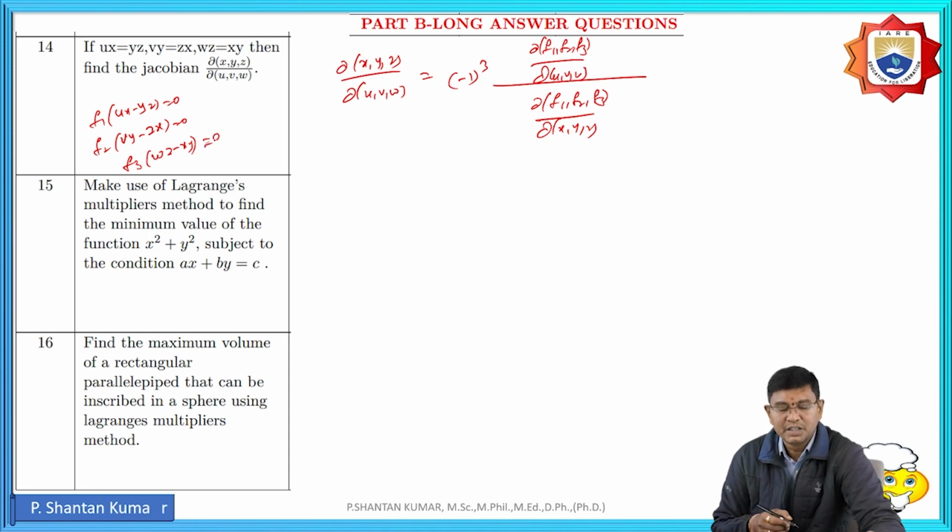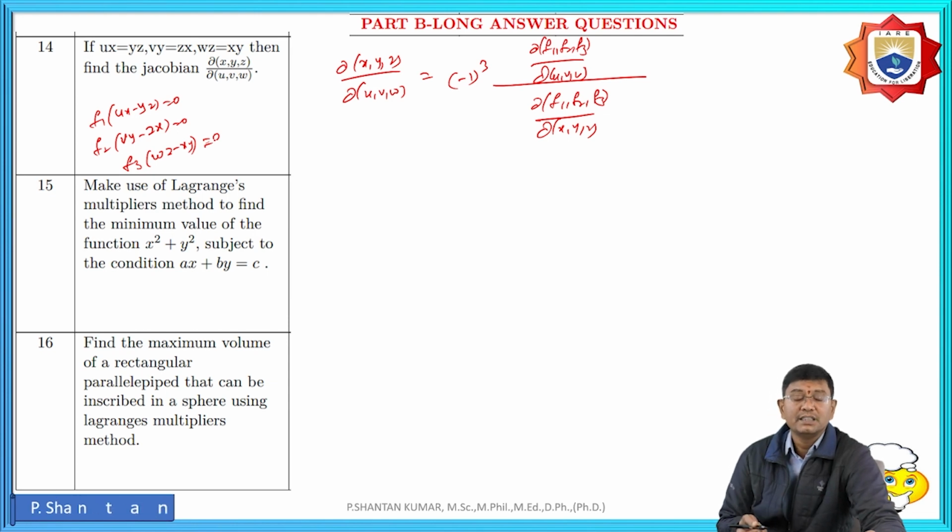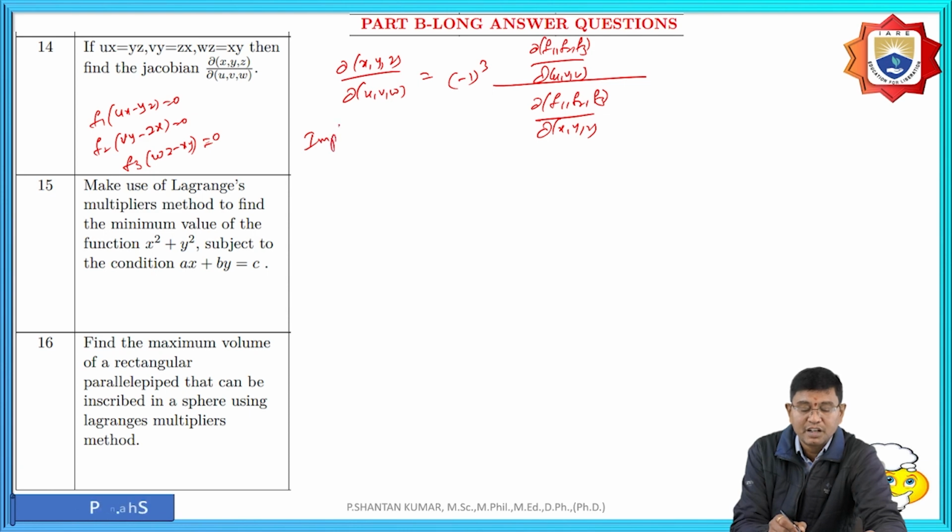With the help of this, it indicates that this is nothing but the implicit formula we need to use. That is the implicit formula we need to find out. Implicit method.